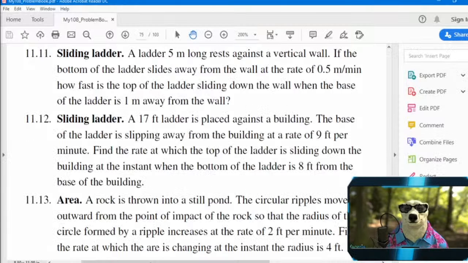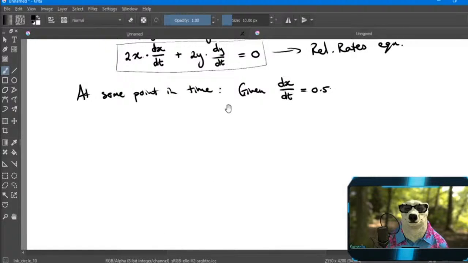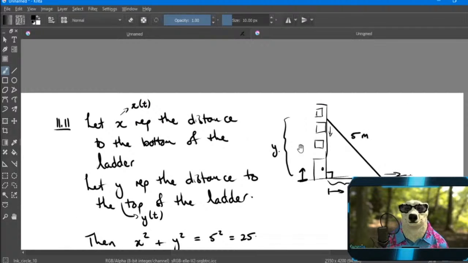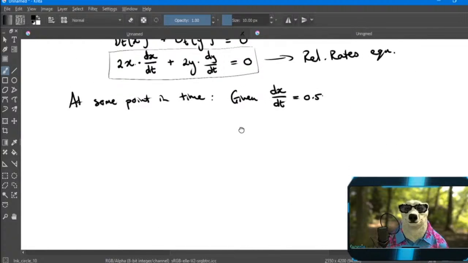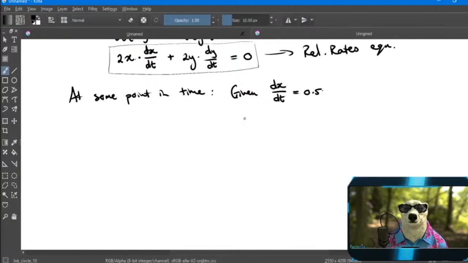What else are we given? We want to know how fast the top of the ladder is sliding down. So that's dy dt. Top of the ladder, y, the rate at which it's changing. So we want dy dt. In my related rates equation, that's going to be the unknown. So I better have a way to find everything else. What else do they give me?